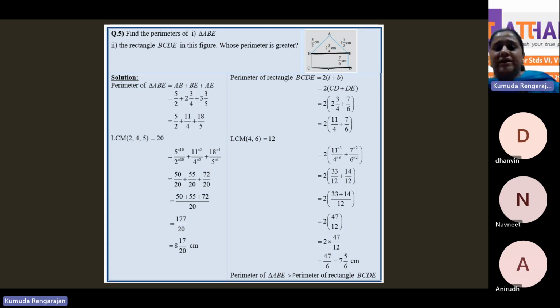Opposite sides are equal, right? So this will be 2 3 by 4. Opposite sides are equal. If this is 2 3 by 4, this is also 2 3 by 4. Yes or no, children? This one is 2 3 by 4, so this one is also 2 3 by 4, correct?